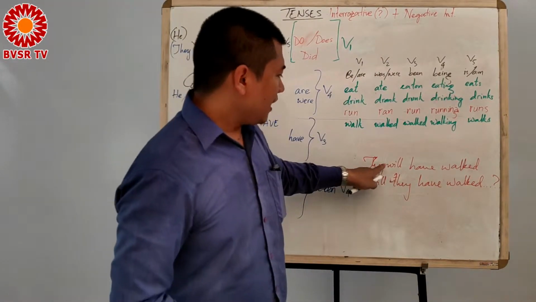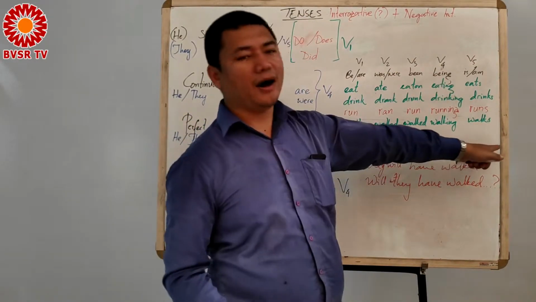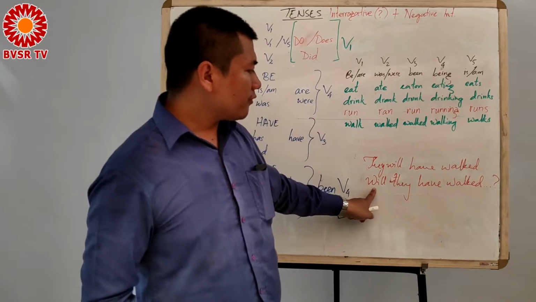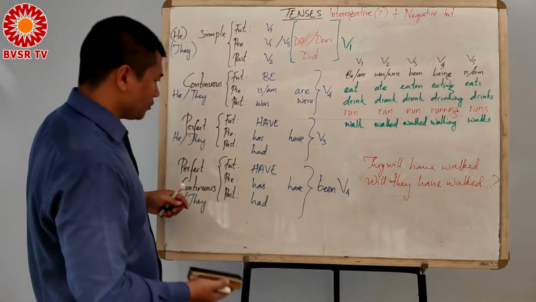This is the positive: They will have walked in the park. Then the interrogative will be, will they have walked in the park? That is all. You have to ask questions.